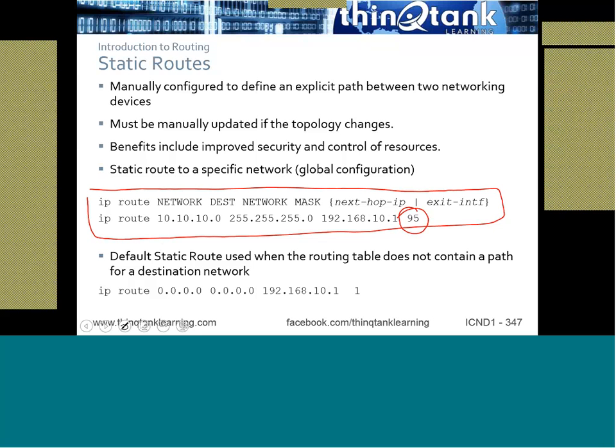The default administrative distance of a static route is 1. What they've done here is they've changed it to 95. What would be the effect of that if I was running, say, EIGRP? What is the administrative distance of EIGRP? 90. So this static route would actually take a back seat to the same route learned through EIGRP. It's what we call a floating static route.